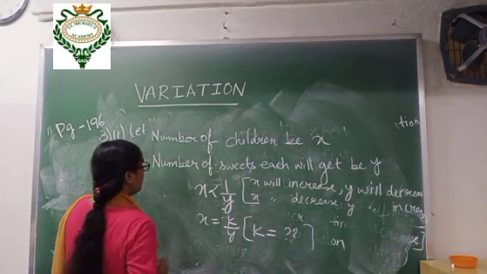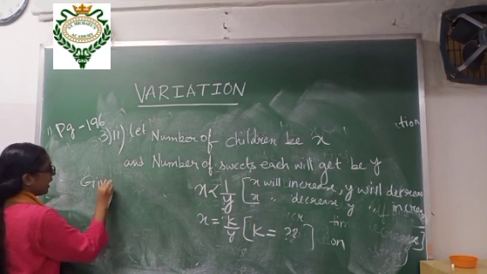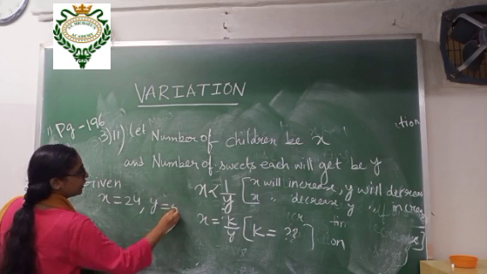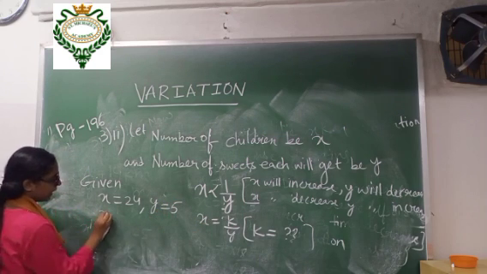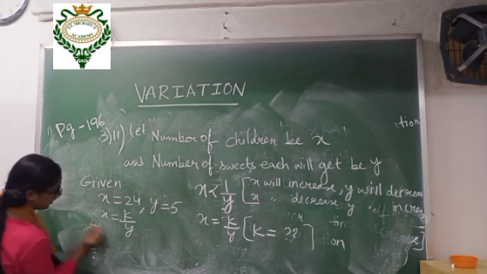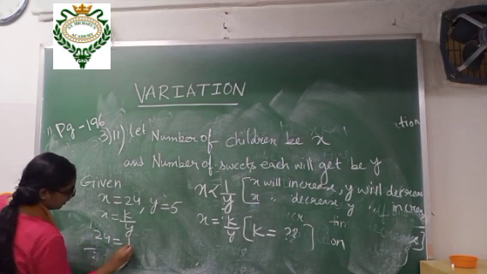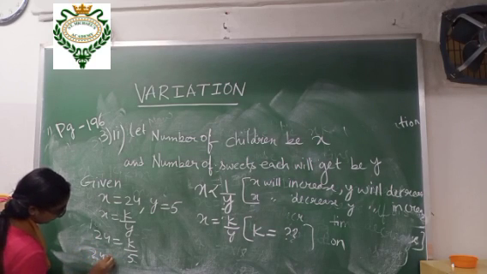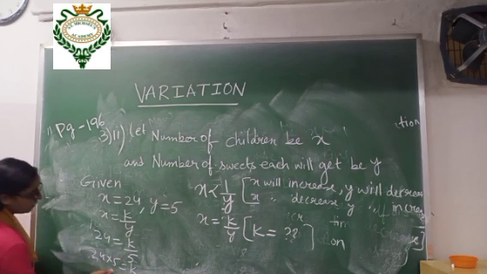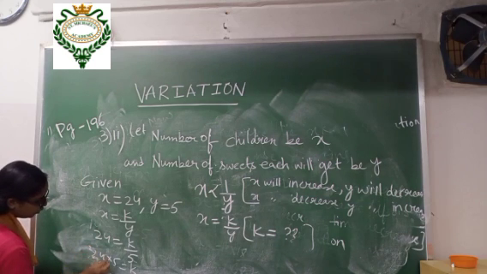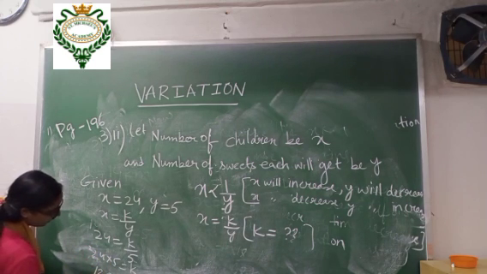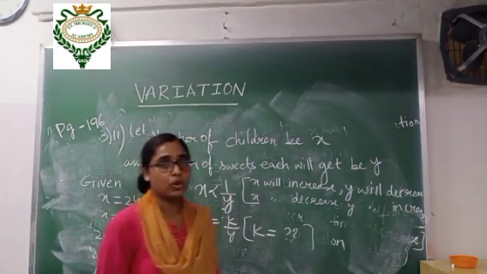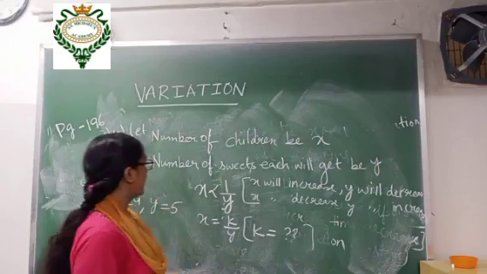Now given, what is given to you? X is given, how many children? 24, and y is given, each one will get 5 sweets. Now write this one. X equals k by y. X value is 24, k, y value is 5. Take this one this side. If you want to multiply, 5 4s are 20, 0, 2, 5 4s are 10, 120. This k value you are getting 120. Please copy all this in your maths copy.